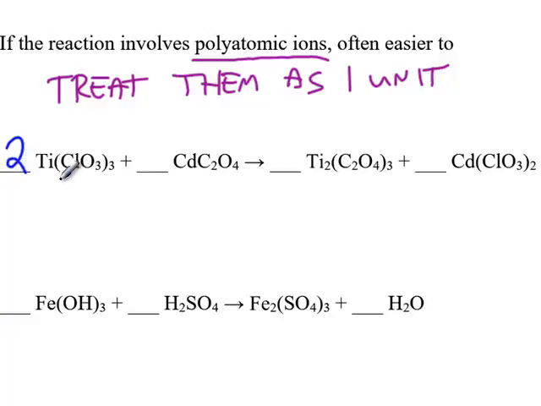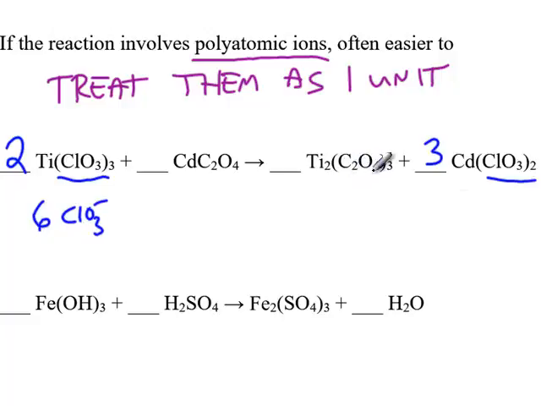This coefficient of 2 tells me I have 2 of these chlorate anions. But the subscript 3 tells me there's more than just 2. I have 3 chlorate anions if I only had 1 of this molecule, but I have 2 of them. So that's a total of 6 chlorate anions. On the product side, I have a total of 2 chlorate anions. So I need to multiply by a coefficient of 3 to balance out those chlorates.